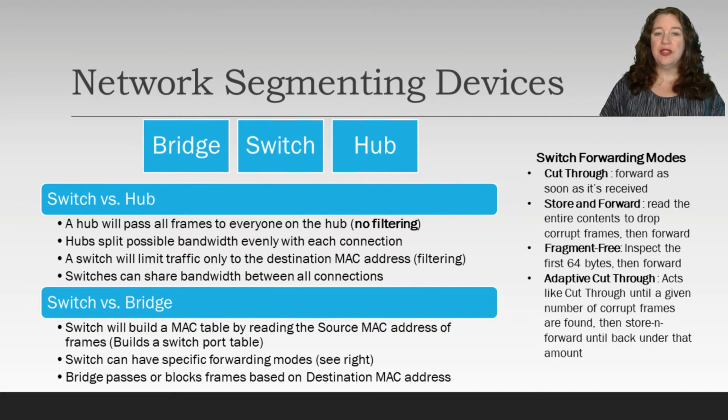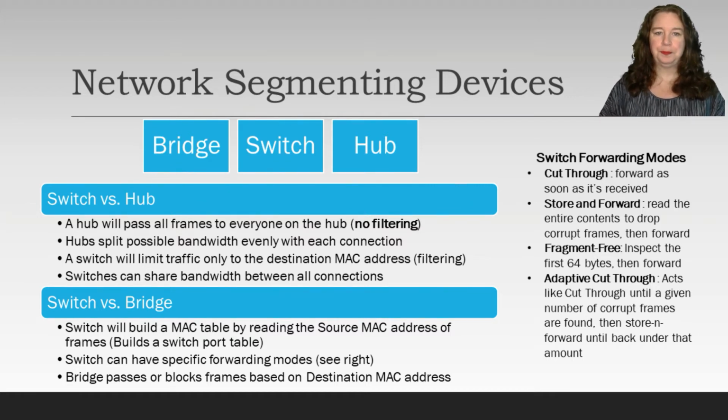A switch, on the other hand, limits traffic only to the destination MAC addresses. So it filters. Because it filters, there's less bandwidth used because you're not broadcasting everything to everybody. You're only sending it to the right address. Switches share the bandwidth between all connections. So if you have a 100 megabit connection, you can use 100 megabits at any given point. If there's nobody else sending any traffic and only one device is attached and sending traffic, it can use all 100 megabits. So you don't have to worry about that being segmented into only 1/5 of the possible bandwidth. Everything gets to go through.